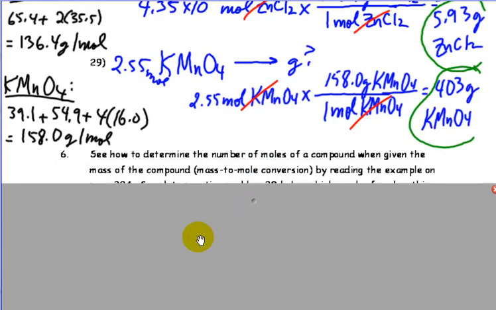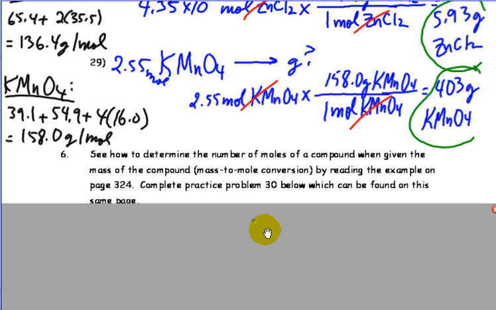Okay, I think what we'll do is we'll stop there. Part 2, we'll look at the next part here, mass to moles, kind of working in the reverse direction. Okay, so we'll see you soon.